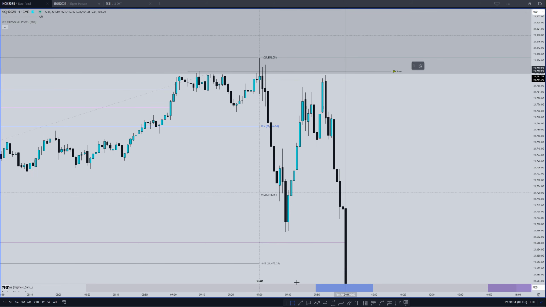Preferably, best case scenario, you see just this gap filled, it trades up into it, and then it trades back lower, right? Slightly into premium of that dealing range, tags it, and then starts to move lower. But we don't get that.